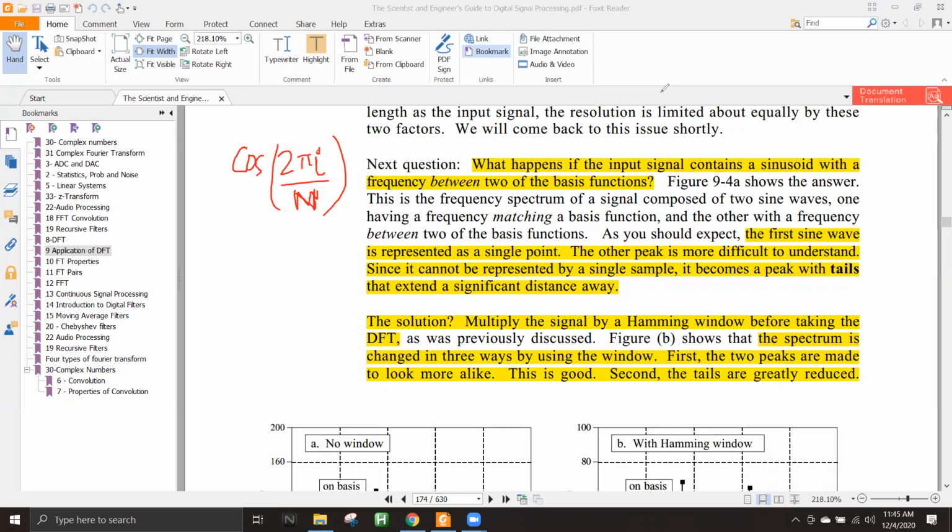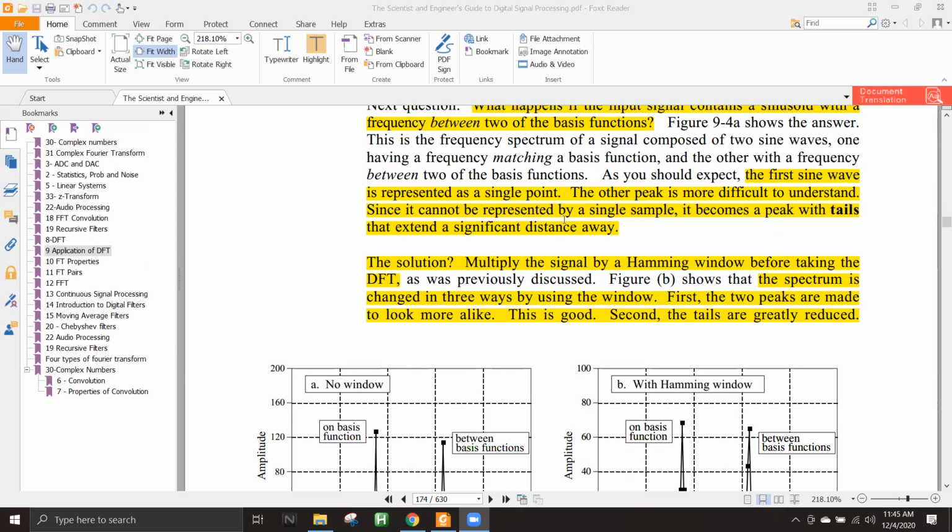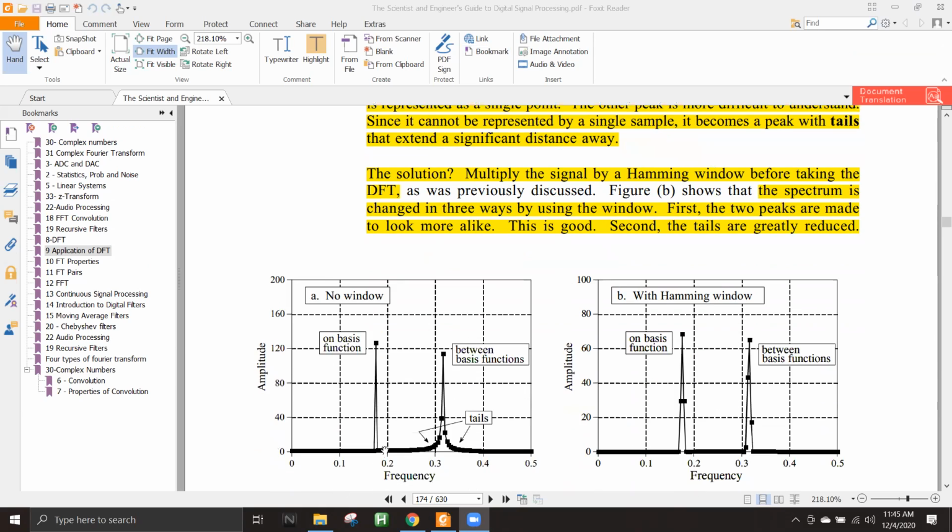It is obviously possible that the signal contains a sinusoid that is not exactly an integer multiple of 2 pi by N. Neither cos nor sine can be used directly. So what will happen in that case? It will use cos and sine, but maybe not an integer multiple, maybe a fractional multiple, so it is between two integers. Then, in the corresponding frequency domain representation, instead of having a sharp peak like this, we'll have a peak with tails.